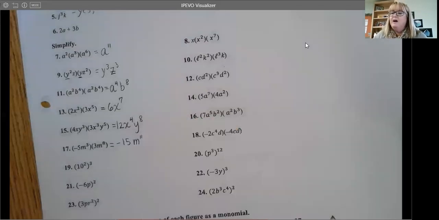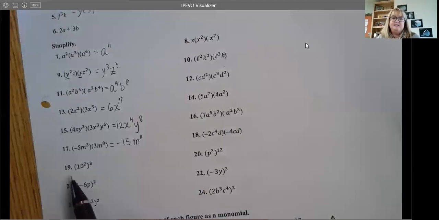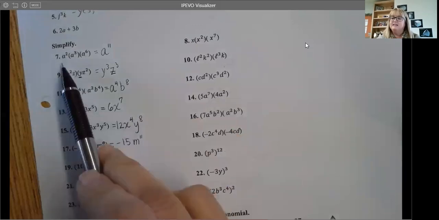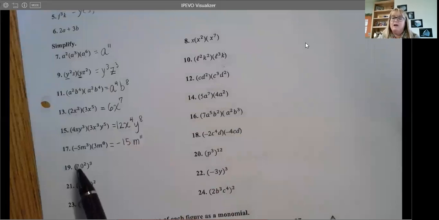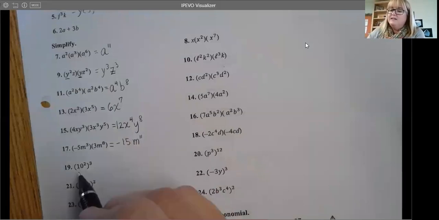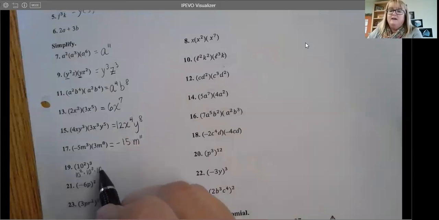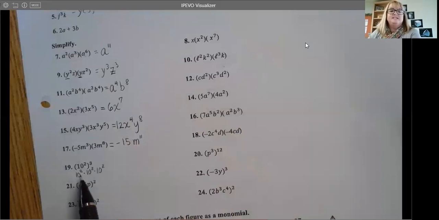All right, 19 is different because this was multiplying the same base, different exponents you add. This is a power raised to a power. So 10 squared to the 3rd power is like 10 squared times 10 squared times 10 squared. I hope that makes sense.